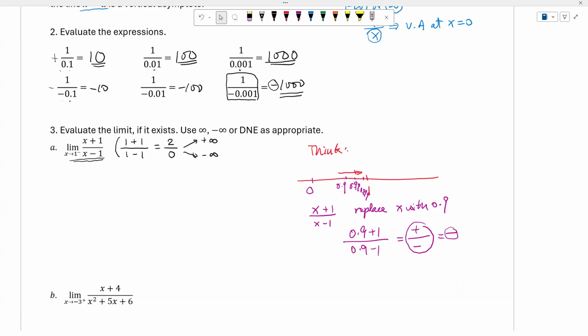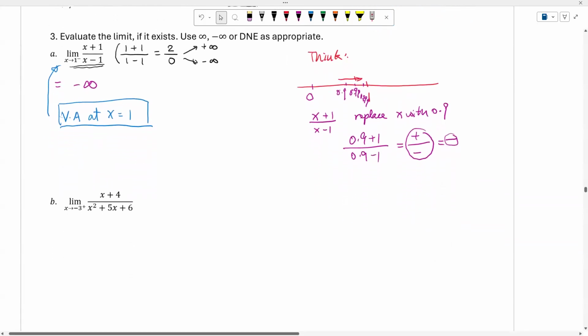So based on this, I know that the answer is negative infinity. And again, this limit tells me that I have a vertical asymptote at x equals 1.